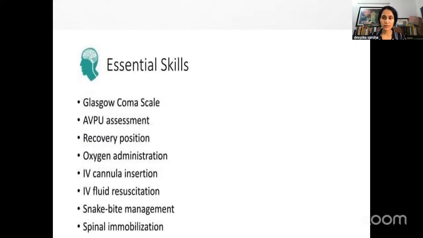So through this presentation, we'd like to briefly touch the Glasgow Coma Scale. You should be knowing what is the AVPU score, recovery positions that should be administered, oxygen administration, IV cannula administration, IV fluid resuscitation, snake bite if that is the reason, and spine immobilization in patients who have a history of trauma.